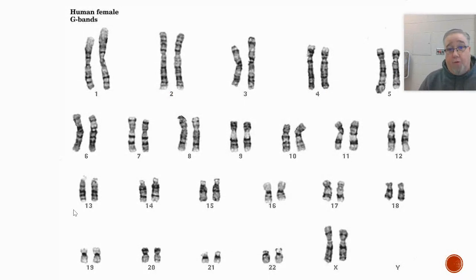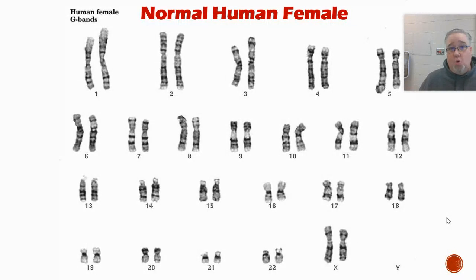First question I have for you, is it normal? Yes or no? And I think by looking at it, you would probably say, yeah, there's 46 chromosomes here, right? There's 23 pairs. Now, the last pair, again, indicates the sex of the individual. So if you have an X and a Y, that would be a male. If it's two X's, then it would be a female. So this would be a normal human female karyotype.